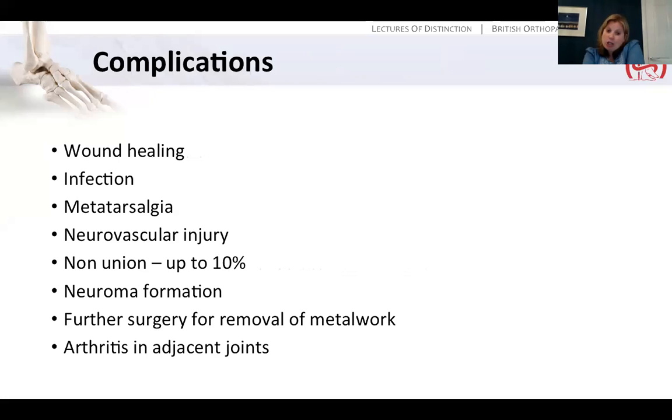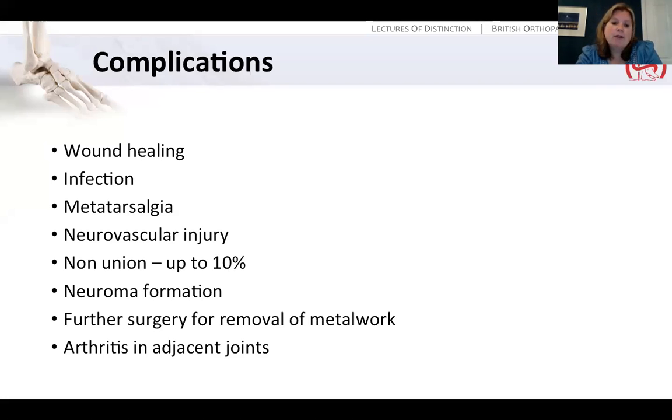So complications of fusions, so there can always be problems with wound healing, infection, metatarsalgia if you elevate those rays, damage to nerves and vessels. Again, when you're approaching the midfoot, you have some pretty key clockwork there between the first and second metatarsal. And again, the superficial nerves on the foot can get injured. And non-union is really the big one. So it's up to 10%. And neuroma formation can occur too with that neurovascular injury.